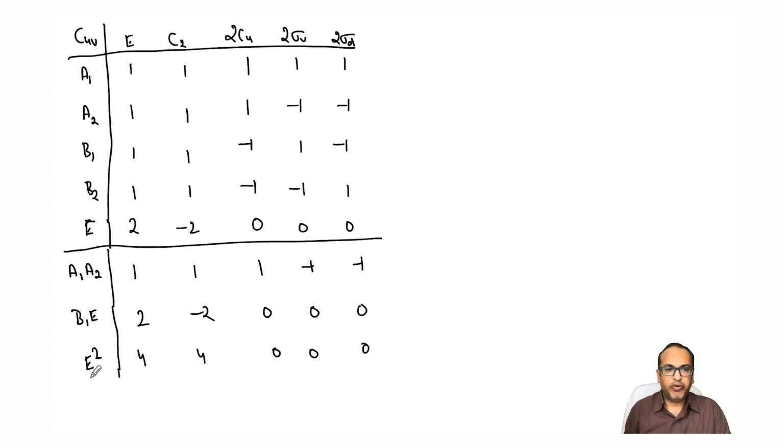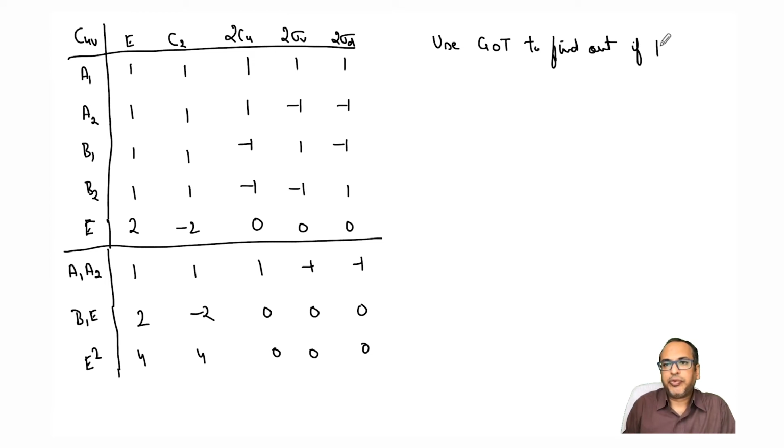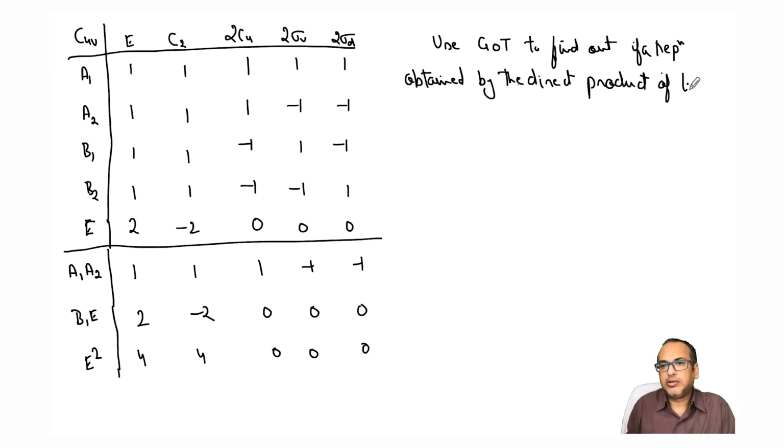Okay. Now whether this is reducible or irreducible, you can always use the great orthogonality theorem to find out if a representation obtained by the direct product of two IR representations is reducible or irreducible.